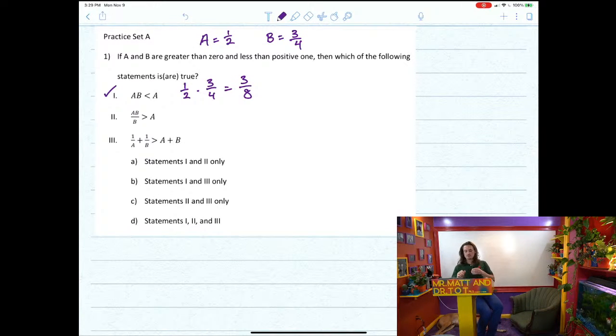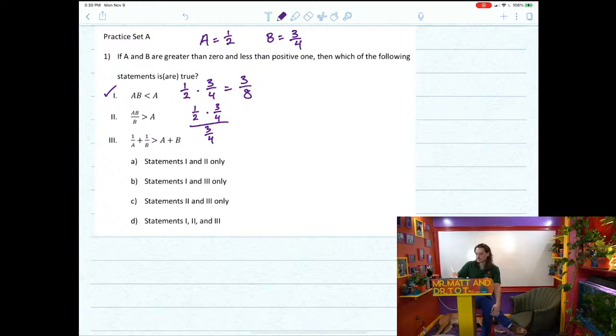I apologize. Number 2 says a times b over b is greater than a. So again, let's look at the relationships here. If we have a times b, that's going to be a smaller result. But divided by b is actually going to increase the overall result. So 2 is a good statement to actually go in and test. So if we assign a to be 1/2 and b to be 3/4, then we'd have 1/2 times 3/4 over 3/4. So if we evaluate that, 1/2 times 3/4 is going to be 3/8 over 3/4.